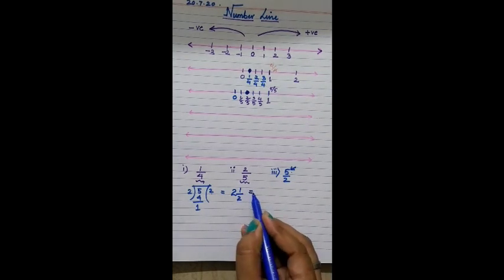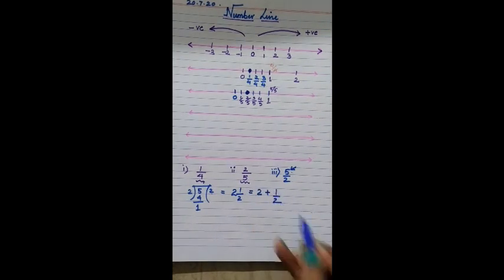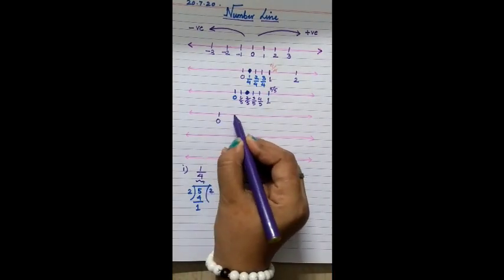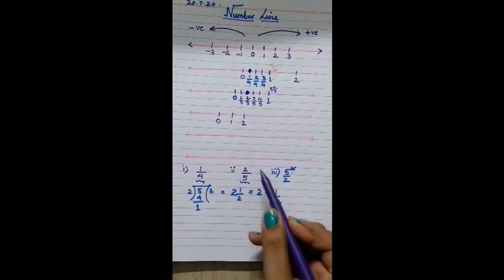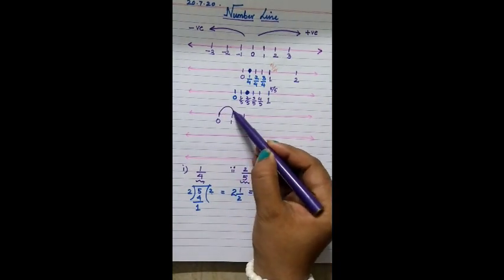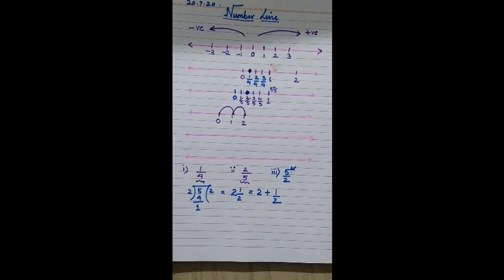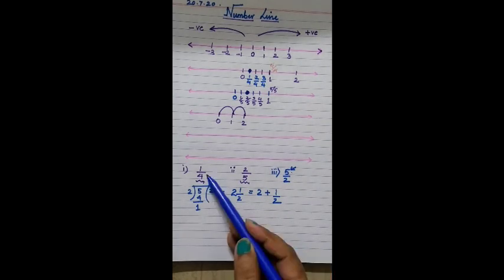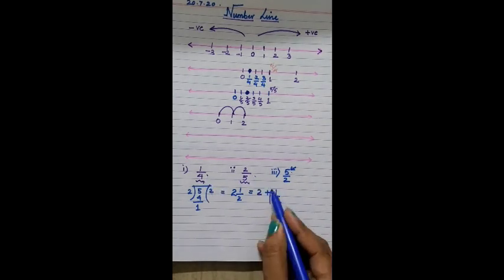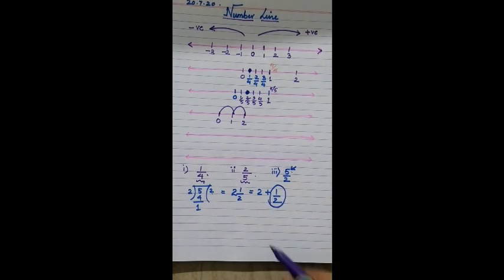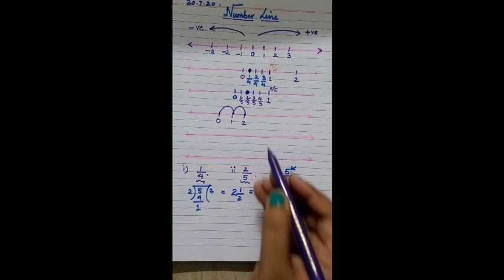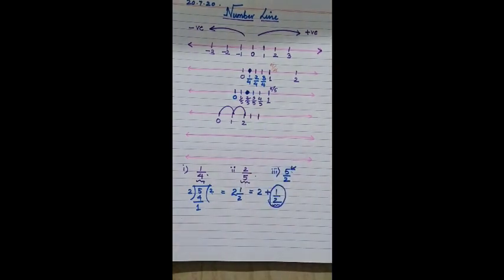I can write it as 2 plus 1 by 2. Yes, children, because from this I got to know that 2 wholes, 0, 1, 2, that means it is covering till 2. I'll come from 0 to 1, 1 to 2, 2 wholes are covered. Then after 2, 1 by 2. 1 by 2, you know how to represent. We have represented 1 by 4, 2 by 5. Same way, 1 by 2 will also be represented. So it will be divided into 2 equal parts. So after 2, I am going to divide it into 2 equal parts. Okay, children. So then I have 1 by 2.